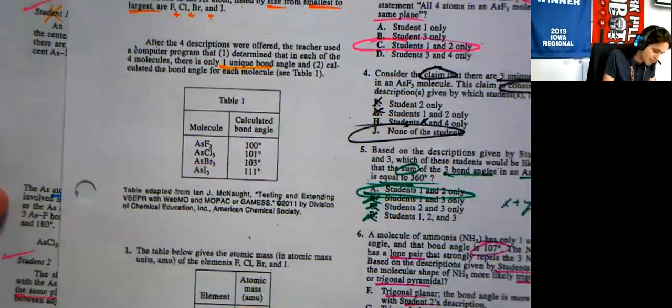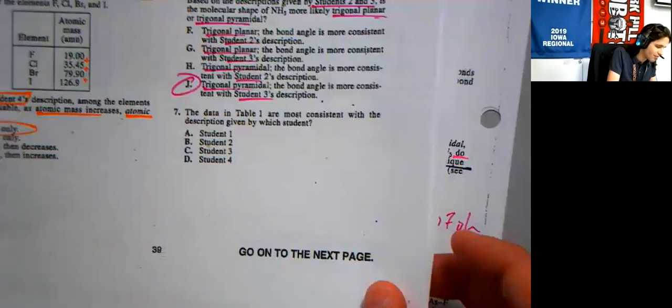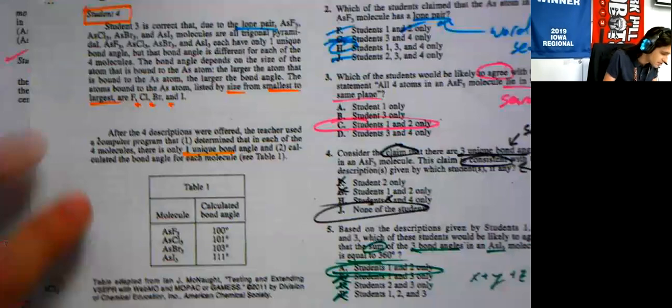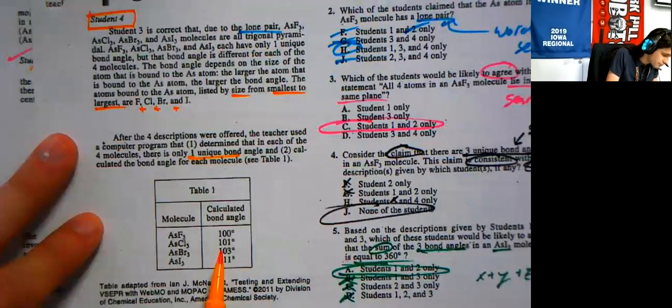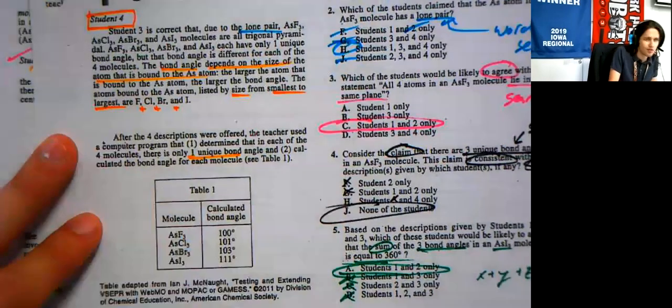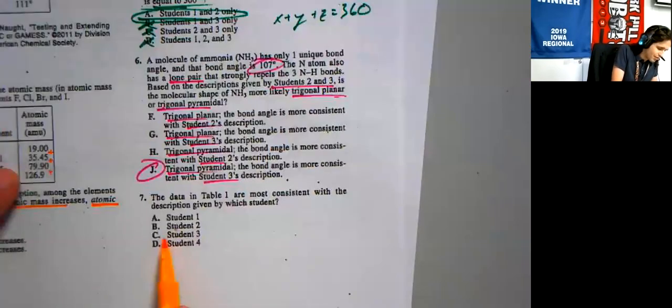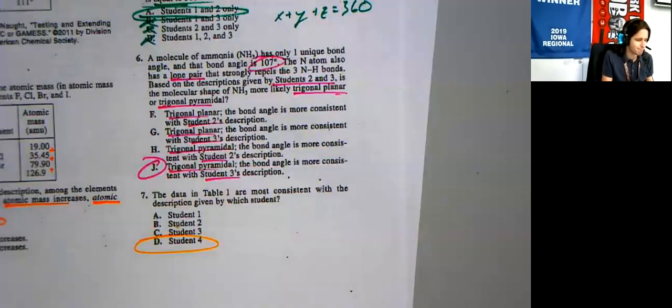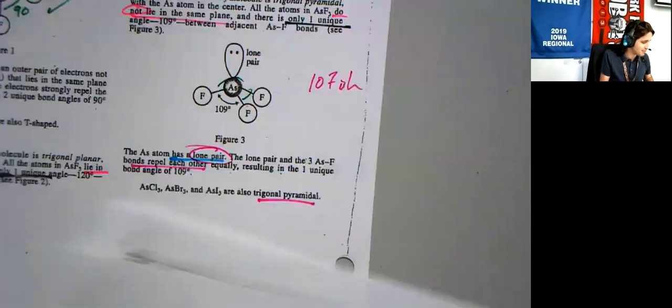The data in table 1 are most consistent with the description given by which student? All right. So the bond angle changes. The bond angle depends on the size of the atom. Oh, it's student 4. Is there a quick way to get that? No, not really. You just got to be able to dive through this pretty quickly.